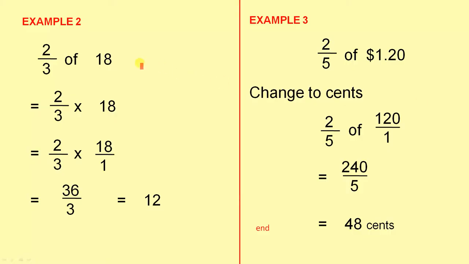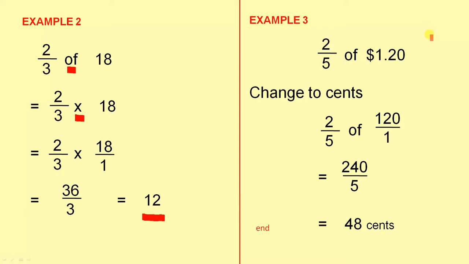Example 2. 2/3 of 18. Of means multiplication, so that's actually 2/3 times 18, which is 2/3 times 18 over 1, because we want that to look like a fraction. 2 times 18 is 36. 3 ones are 3. 3 divided into 36 goes 12 times.